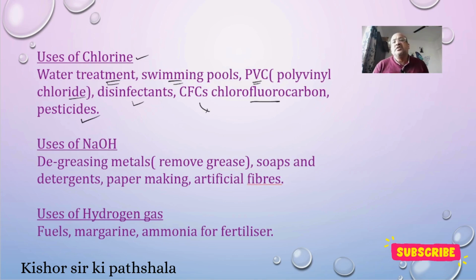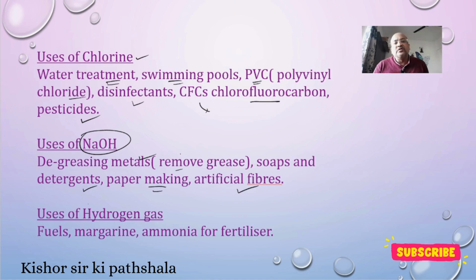Now let's see the uses of sodium hydroxide. Sodium hydroxide is used in degreasing metals, which means removing the grease from the metals. It is used in soap and detergent manufacturing. Sodium hydroxide is also used in paper making and in artificial fibers too.